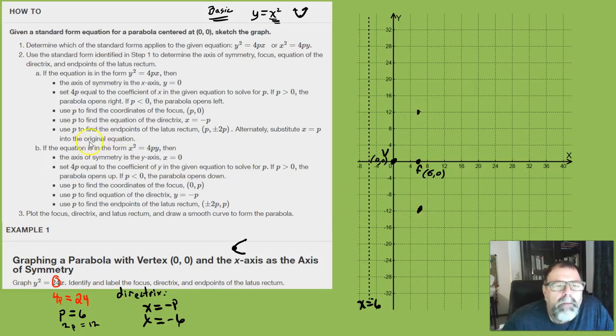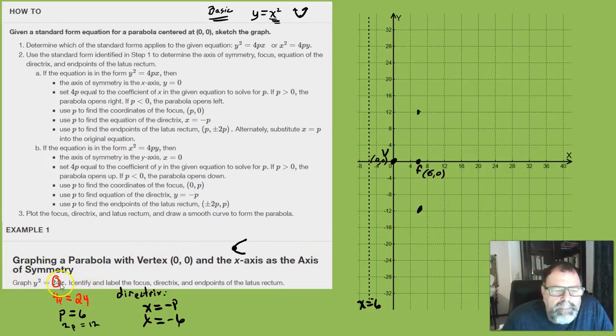Okay. And then alternate: substitute x equals p. If you just substitute p into the formula for x and then solve it, it'll give you the 2 points that we just plotted, the latus rectum.